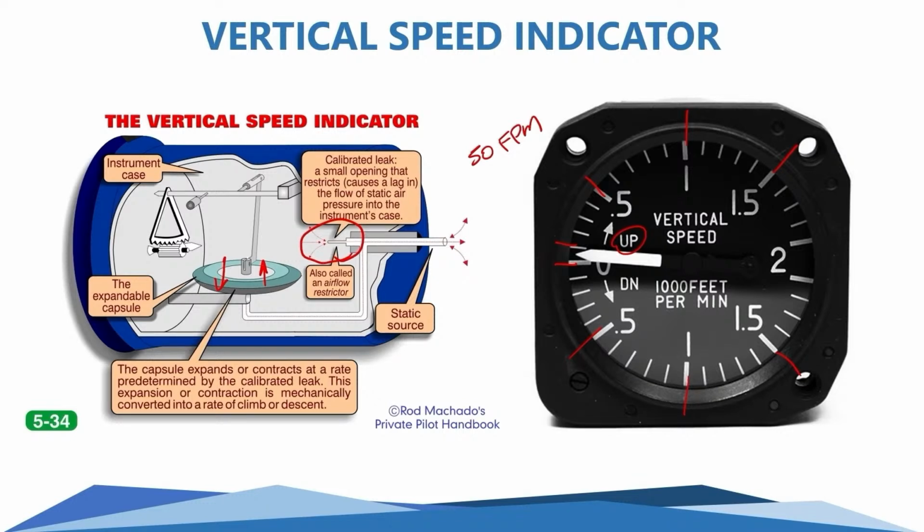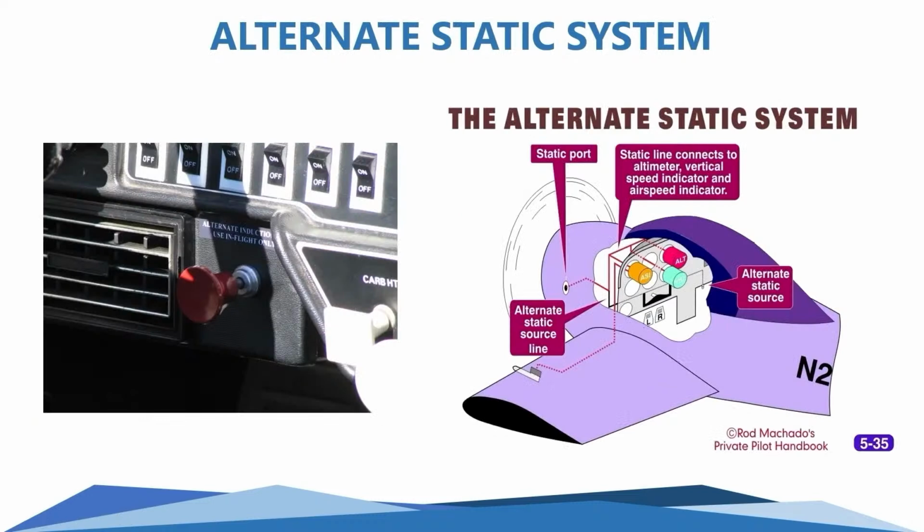Okay. Now, the last thing here with the static system is if the static source became blocked for whatever reason, maybe there's a bug that crawled into it or something, or maybe it froze over, there is usually going to be an alternate static. You have to check with your aircraft manual. The majority of the alternate static is going to pull the static air from somewhere inside of the cockpit.